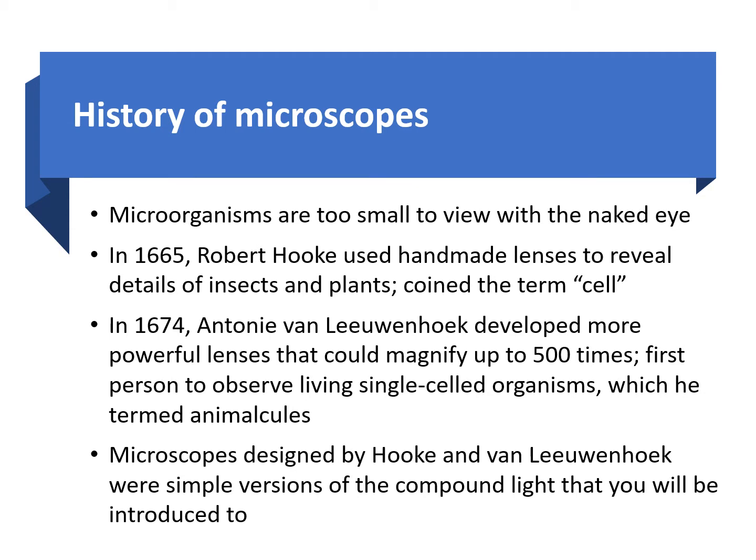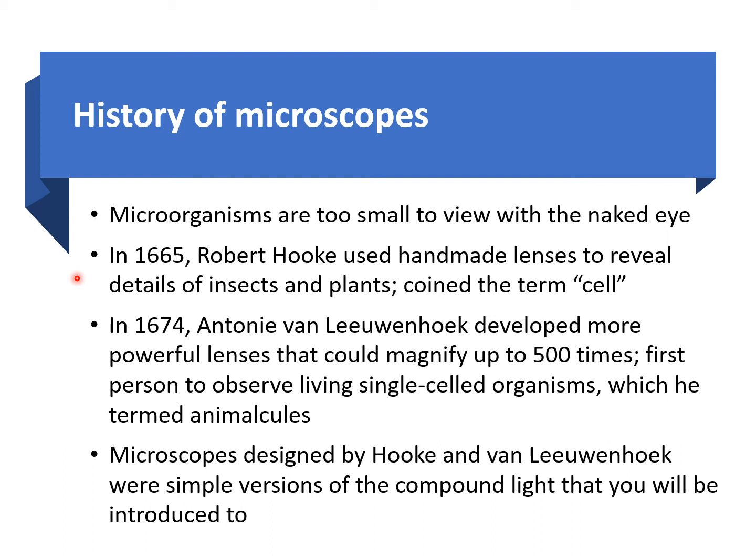So a brief history of microscopes. In 1665, Robert Hooke used handmade lenses so that he could see the details of insects and plants, and he was able to see the cells of these specimens. Now back then they didn't call them cells, they would call them blocks, and eventually those blocks are what we refer to as cells now.